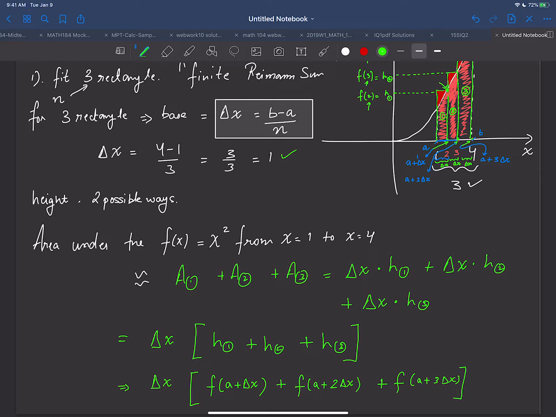I haven't used the function x squared yet. I haven't used the value of A to be 1 yet. I haven't used the value of delta x to be 1 as well. So all I'm doing is a generic symbolic way of representing this sum. Everybody's good with me on this? Okay. Nice, so we can begin now.